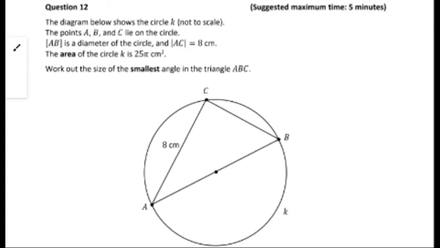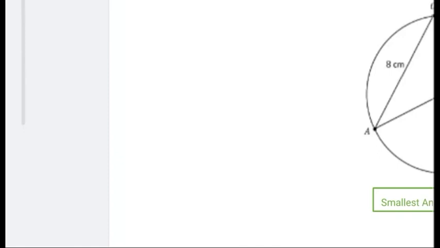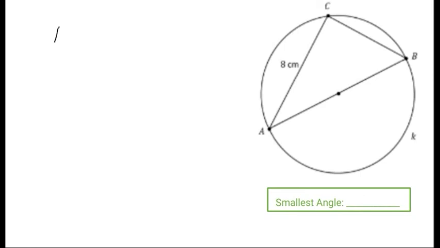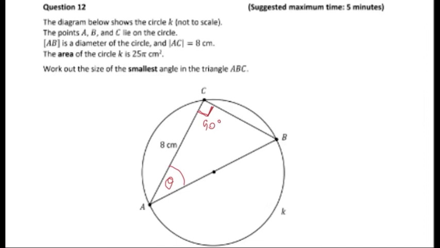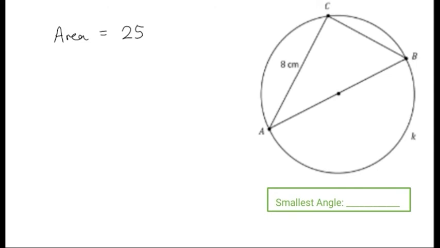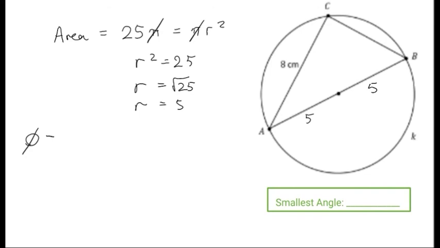Alright, so from your theorems in the Junior Cycle, we have the two chords intersecting at 90 degrees here. Now we want to get the smallest angle, so we're going to refer to that as theta. Alright, so we're going to focus now on the area. So the area of the circle is 25 pi. And that's equal to pi r squared. So we can divide across by pi. So r squared is equal to 25. And r is equal to the square root of 25, which is equal to 5. Okay, so that means that we have 5 plus 5. So our diameter is equal to 10 centimeters.